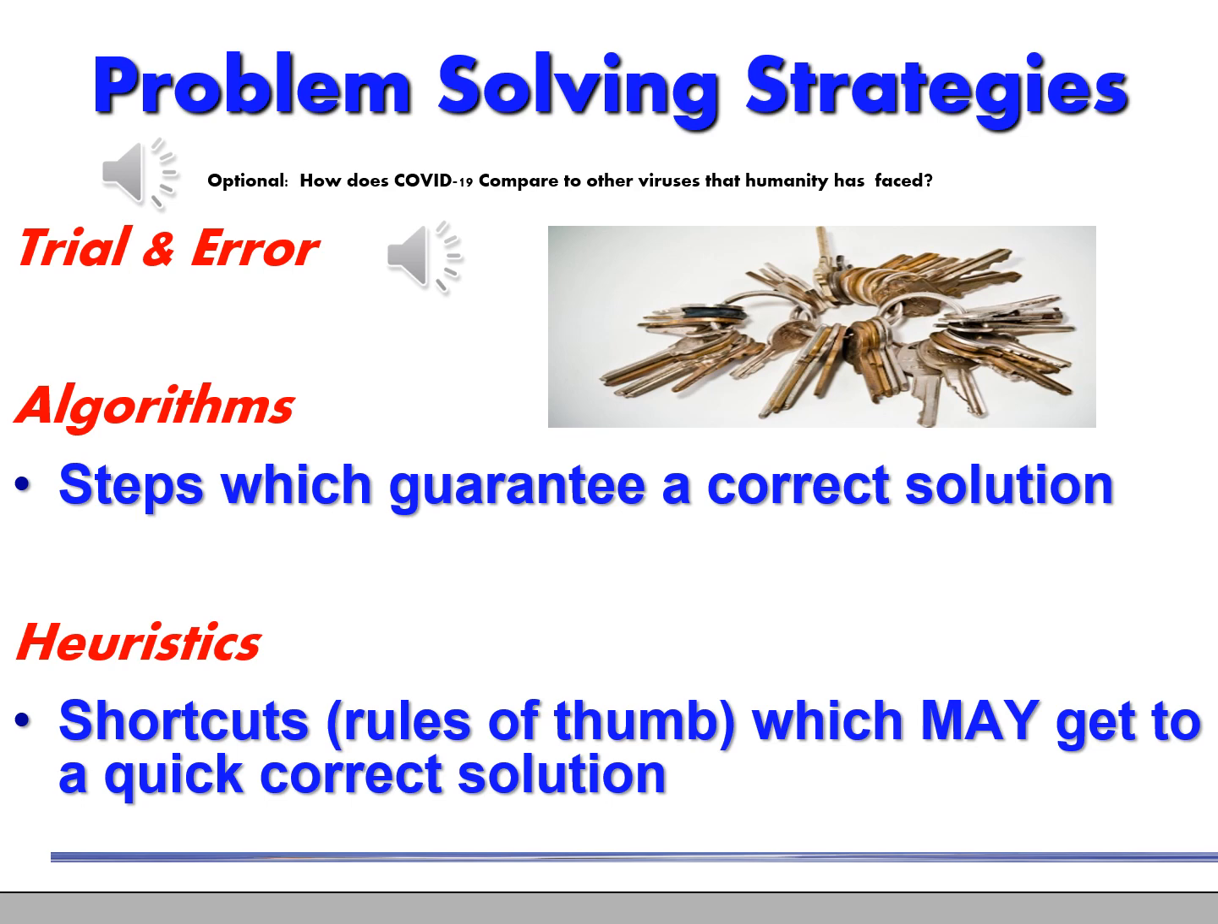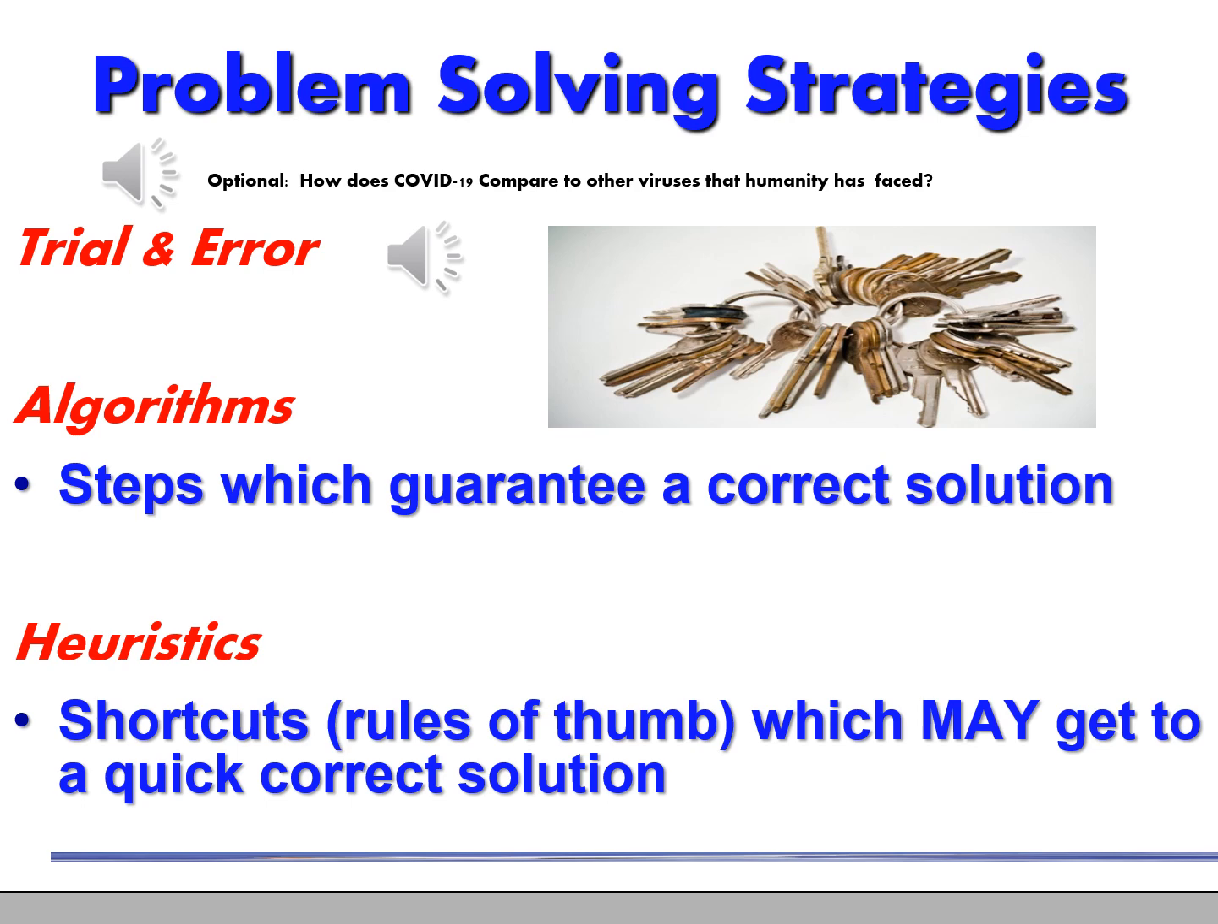On this slide, we're going to look at 3 different strategies, that of trial and error, algorithms, and heuristics. Trial and error is sometimes the best strategy to go. Looking at the picture at the right of the keys, let's say that you're trying to find a particular key and you don't know which one. Well, try one. If that works, great. Try the next one. And keep going until you either solve it or you give up. Sometimes that is the best way to go.